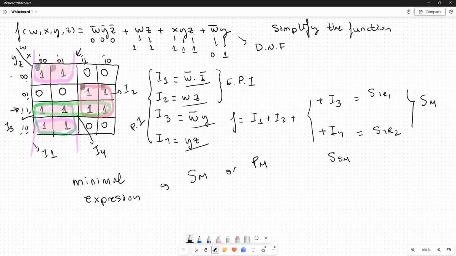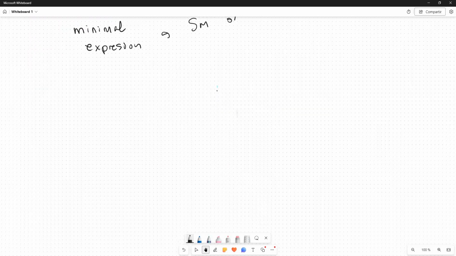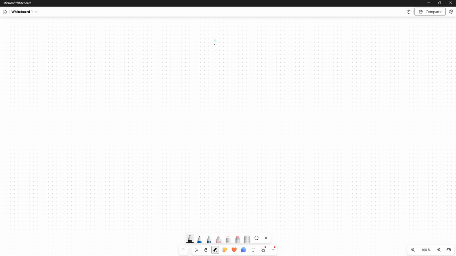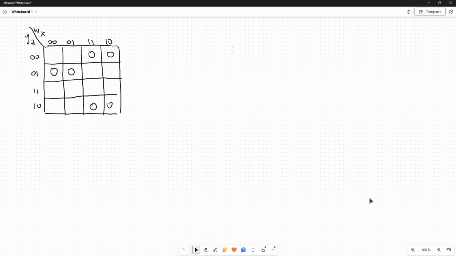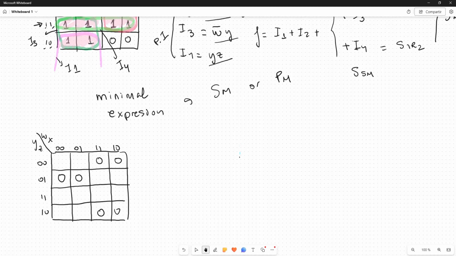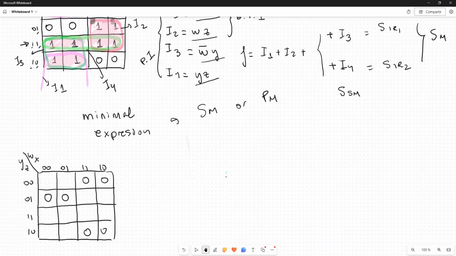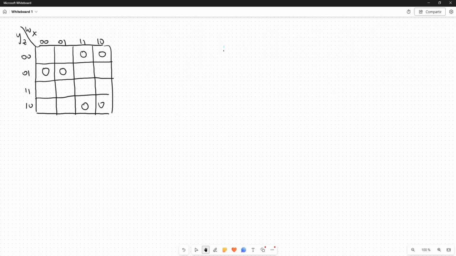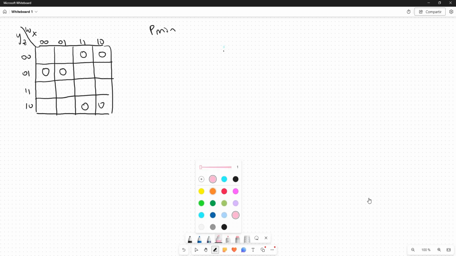Well, we are going to do it with the zeros. Just allow me to redraw the Karnaugh map. So this Karnaugh map is just the same as before, but only including the zeros. Now we are going to look for the minimal product, you know, the dual expression. So if we work with the zeros, we are going to look for prime implicates. Okay, the word is slightly different. So prime implicates: we have to cover the zeros with the largest possible implicate.